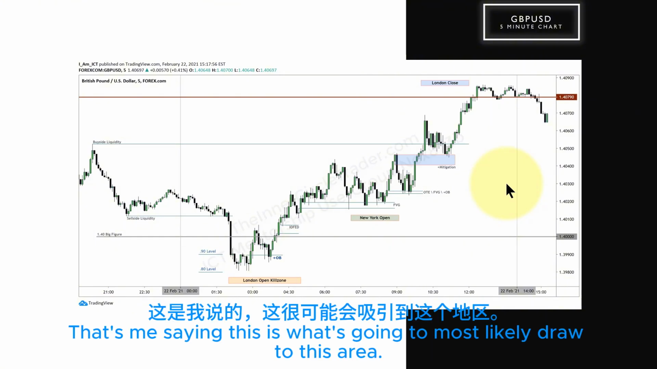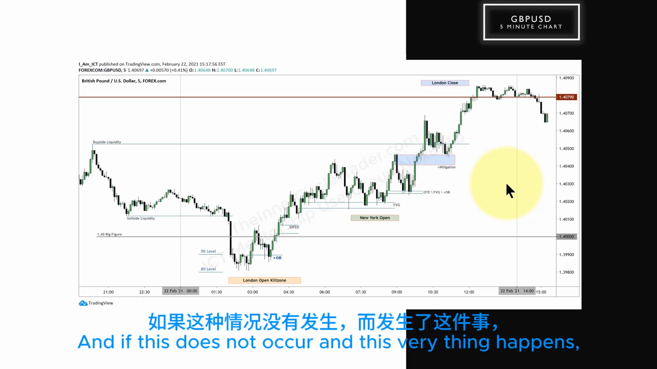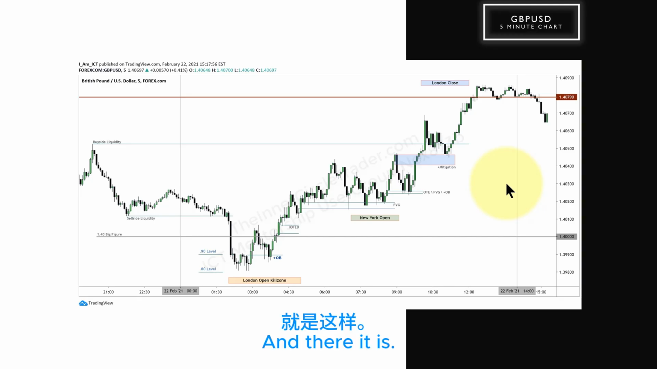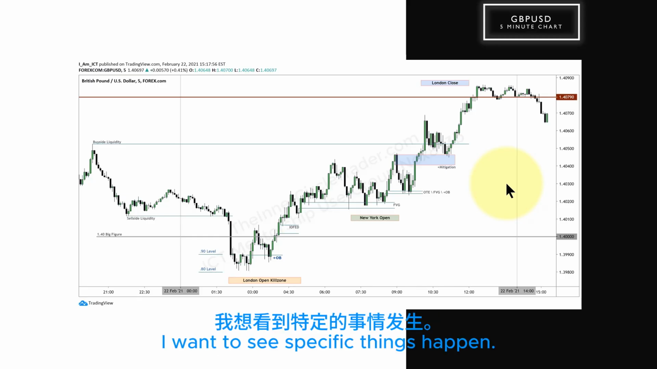That's me saying this is what's going to most likely draw to this area, and I don't like it if it does this. That's not plan A, that's not plan B. I'm telling you what I'd like to see happen, and if this does not occur and this very thing happens, I'm wrong, and there it is. Not plan A, plan B, and let me see which one I'm right about. That's not what we do here. I'm telling you what I want to see happen. I want to see specific things happen.